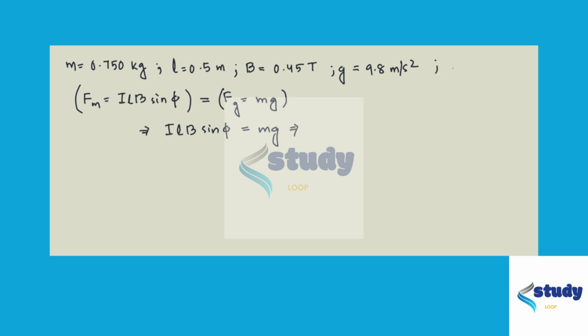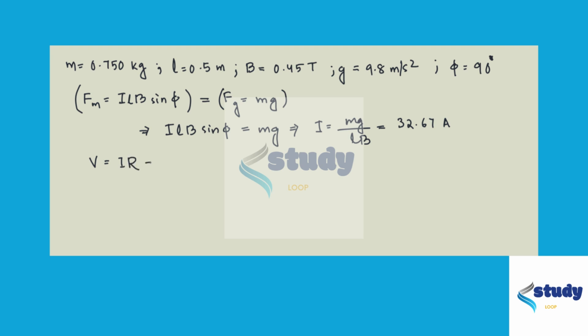Here phi is 90 degrees because the magnetic field and length are perpendicular to each other, so sine phi becomes 1. This means that I will be given by mg over L times the magnetic field. We solve this using the values up here and we get this current to be 32.67 amperes.